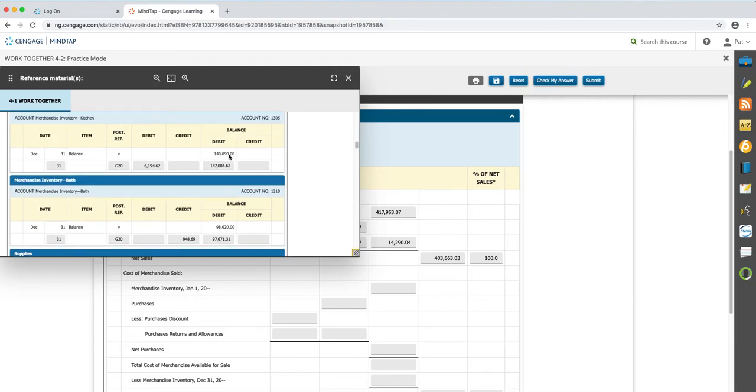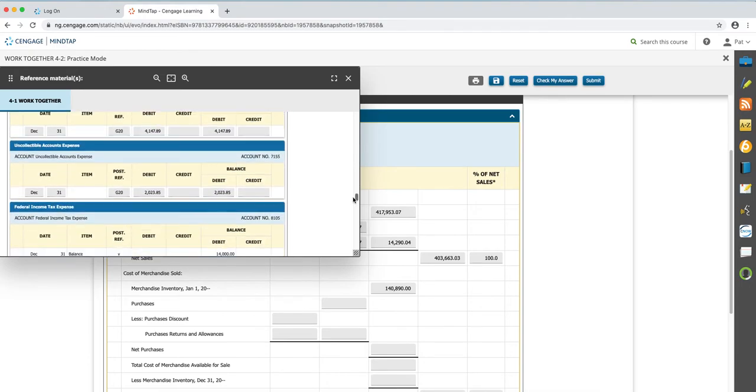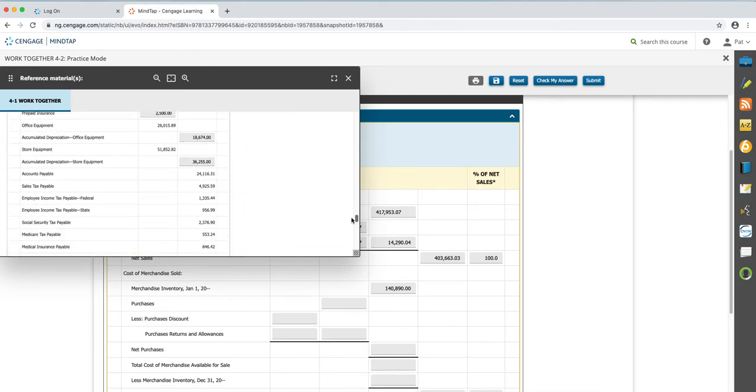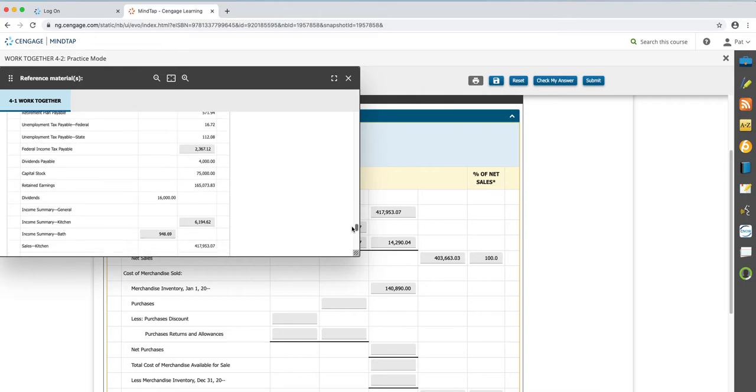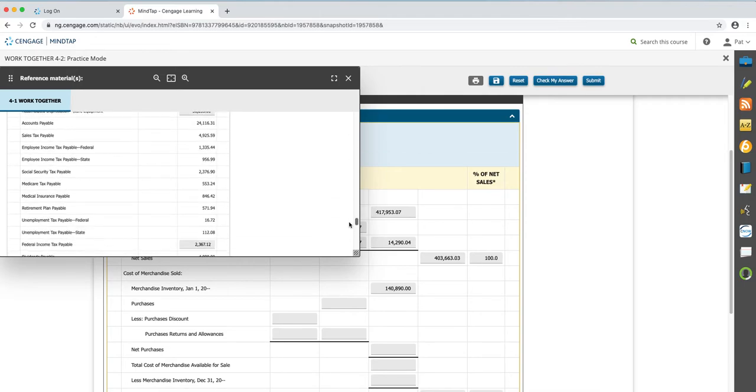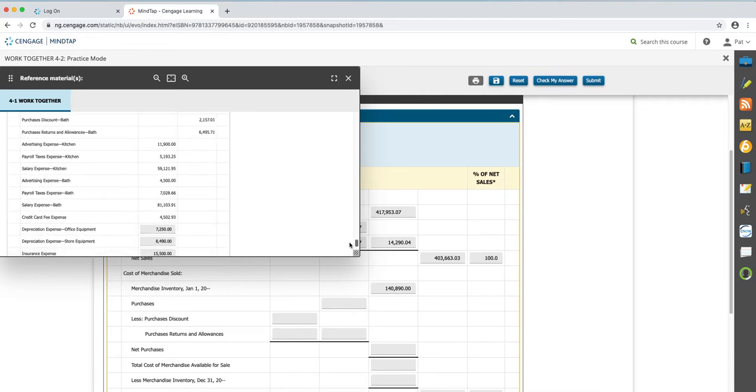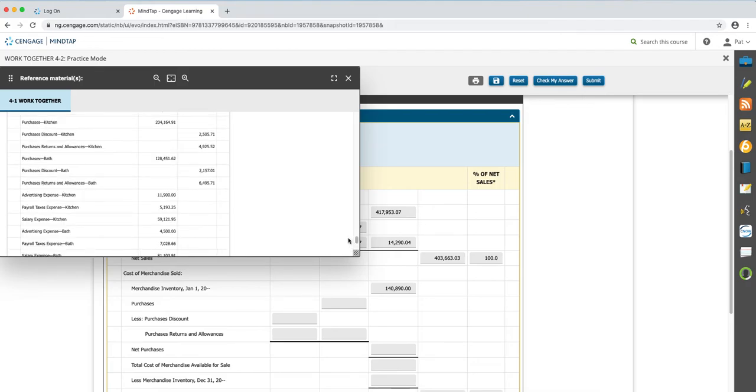All right, so this is our beginning number, 140,890 even, yep. Okay, that's our merchandise at the beginning, that's what we had before we adjusted anything. Then we got to go, and I believe we got purchases on here somewhere. I gotta be going down, sorry. There we go. Purchases kitchen, geez.